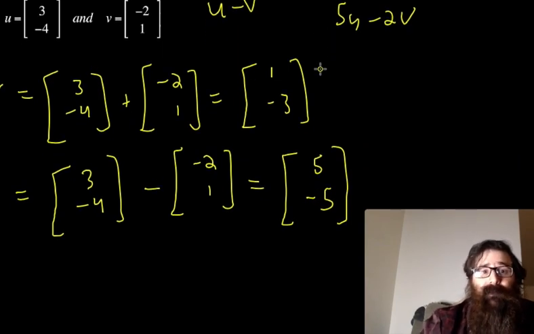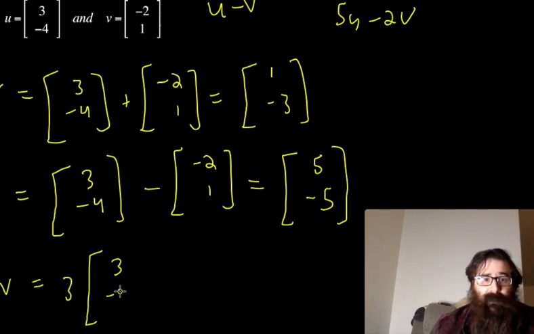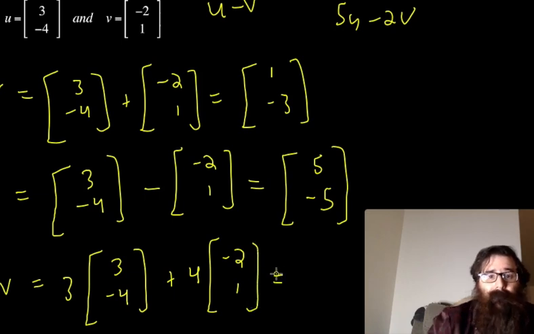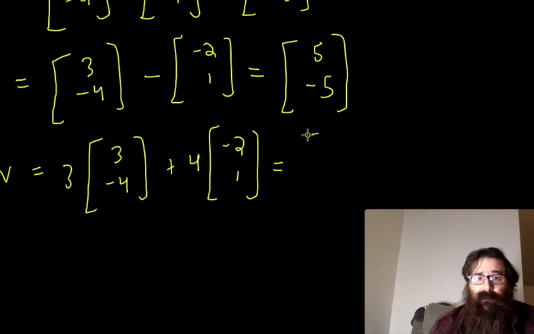3u plus 4v, of course. So now we have these scalars that we're working with. I want 3 times vector u, which had entries 3, negative 4. I want to add to this 4 times vector v. Vector v had entries negative 2, 1. And if I go ahead and multiply these scalars in, I want to do that first. I multiply to both entries, all of the entries really.